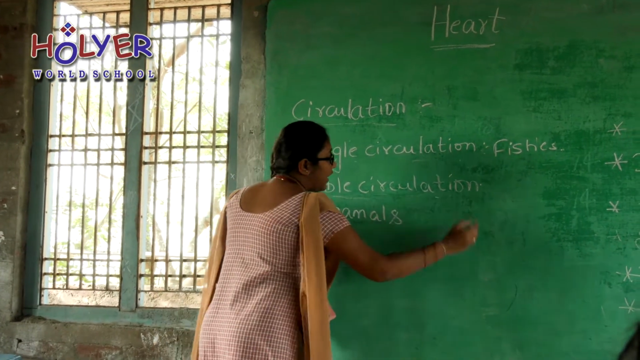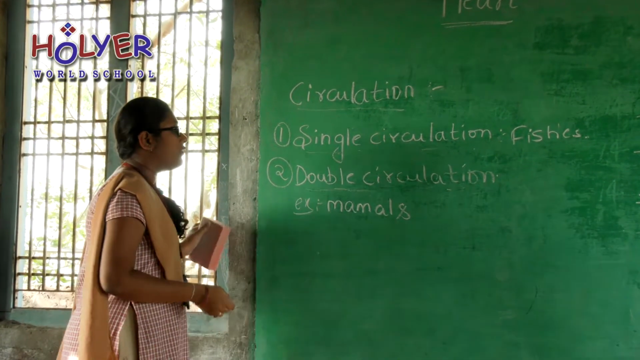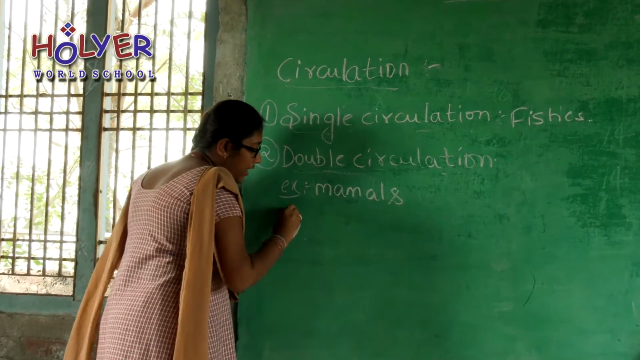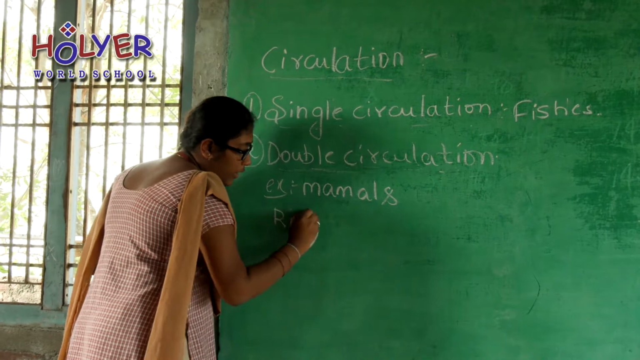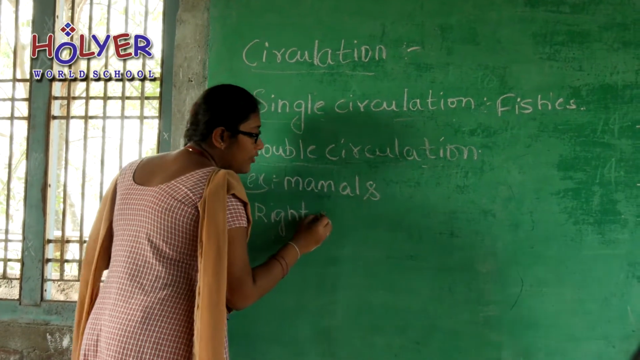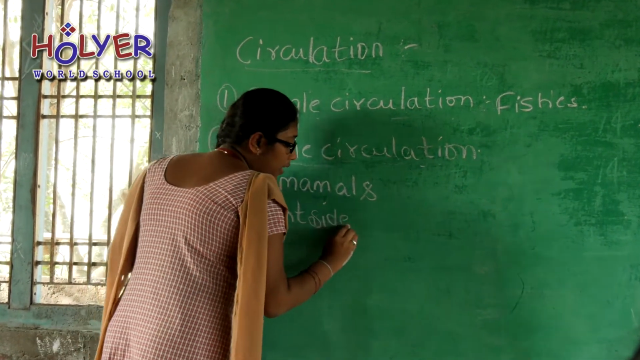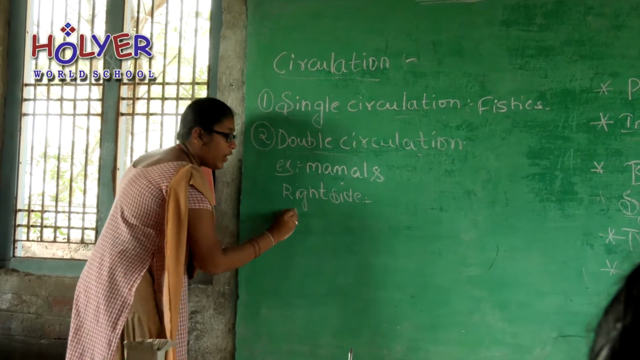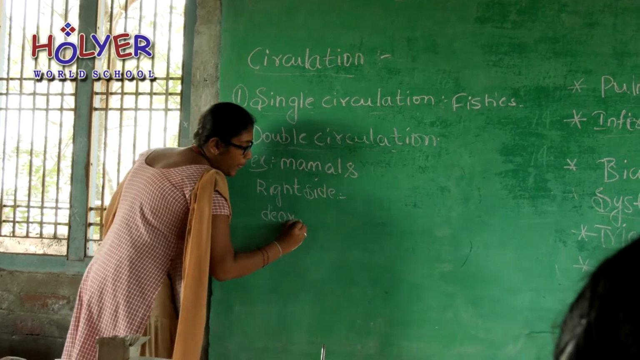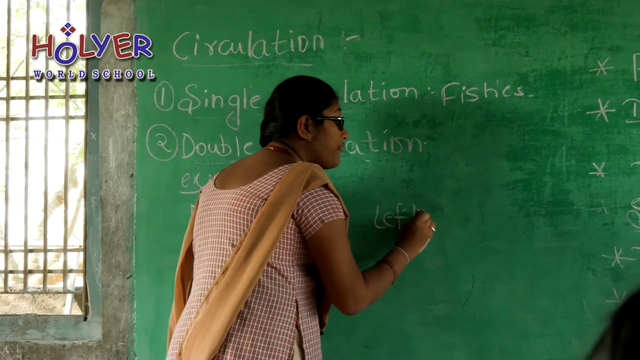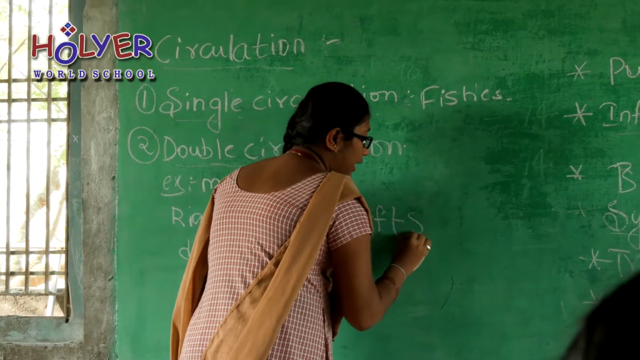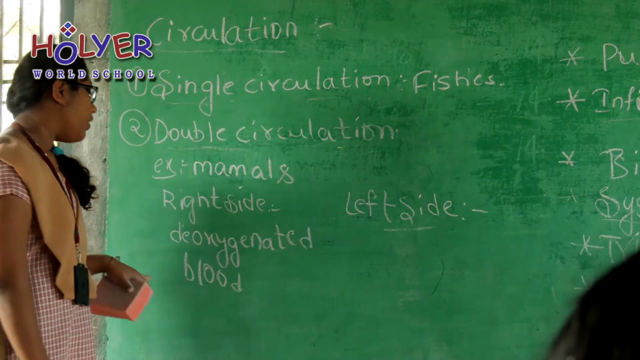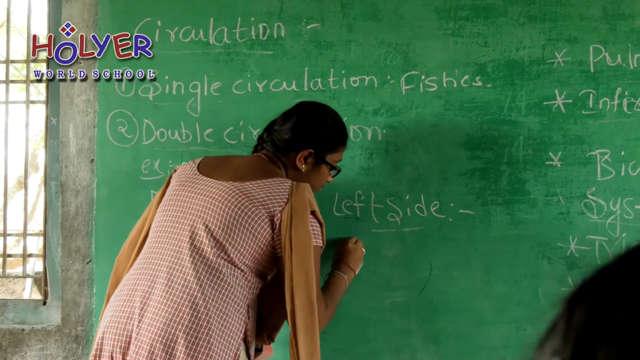Whereas in double circulation, the blood flows 2 times. The right side of the heart consists of the right auricle and right ventricle, and only deoxygenated blood flows there. The left side consists of the left auricle and left ventricle, and the blood flowing there is oxygenated blood.